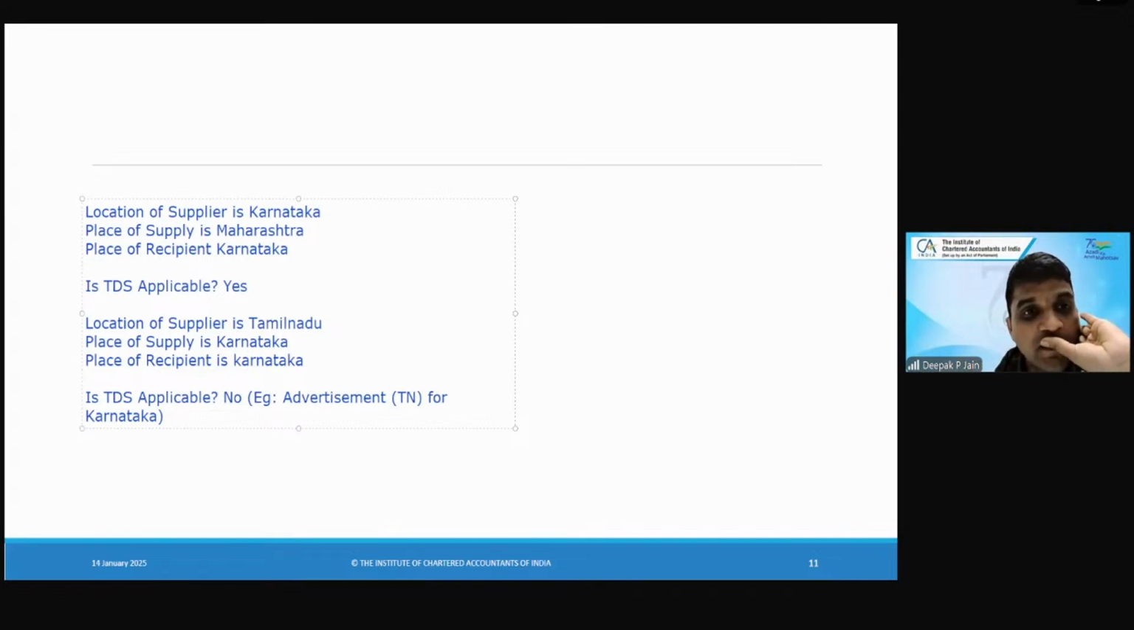Correct. In the first case, location of supplier and place of supply are in different states. So there also, location of supplier and place of supply are in different states, IGST will be charged. And in the second also, IGST will be charged.